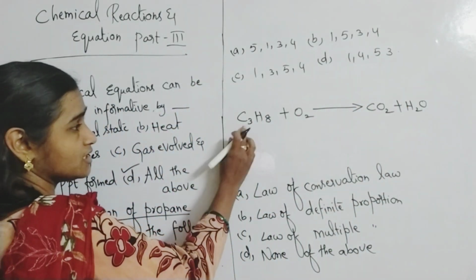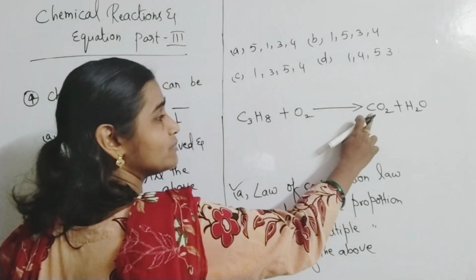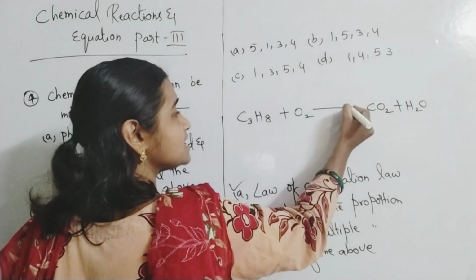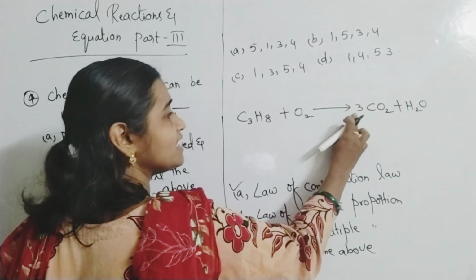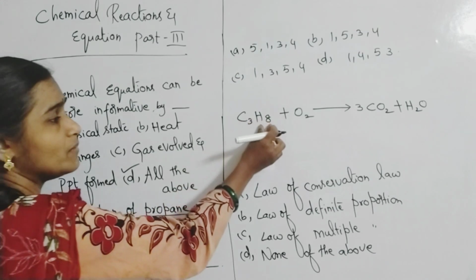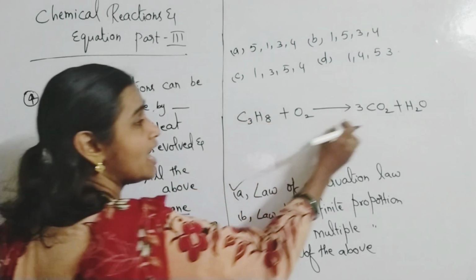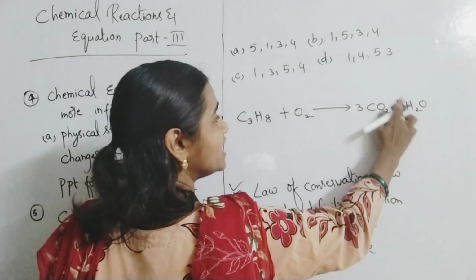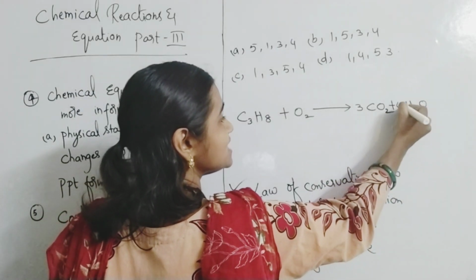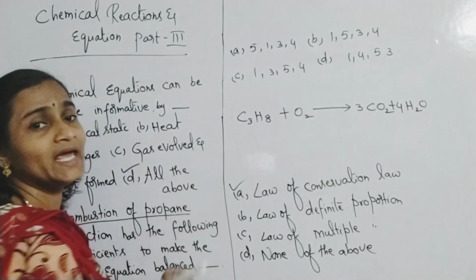So C3H8. Here 3 carbons are there in reactant side, and product side 1 carbon only. So to make carbons equal on both sides, I am keeping 3 here, so that here also 3 carbons. Now coming to hydrogens, in reactant side 8 hydrogens are there, and in product side 2 hydrogens only are there. To make hydrogens equal on both sides, I am keeping 4 here, so that 4 2s are 8, here also 8 is there.